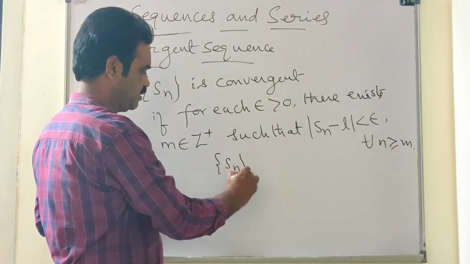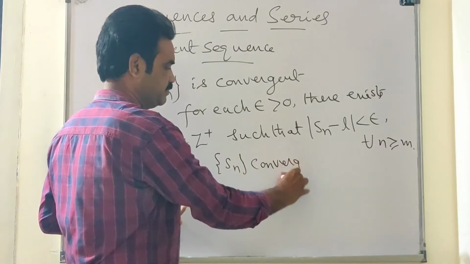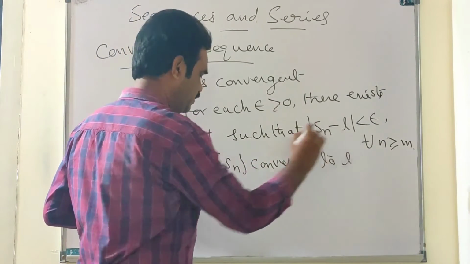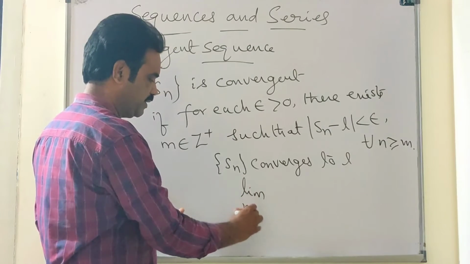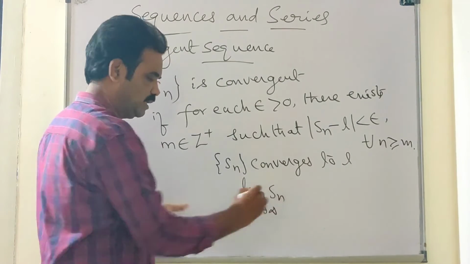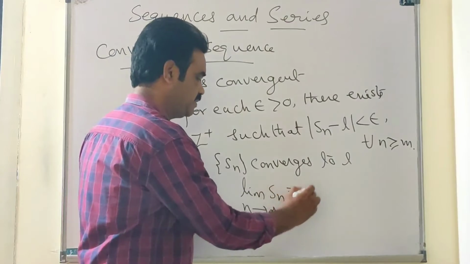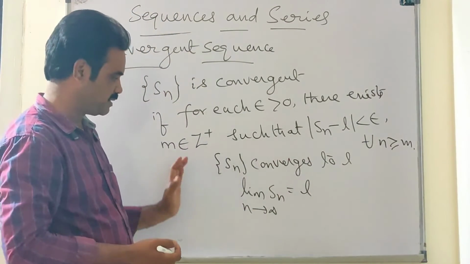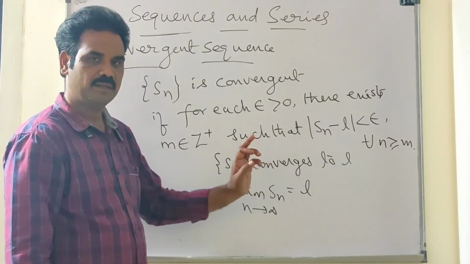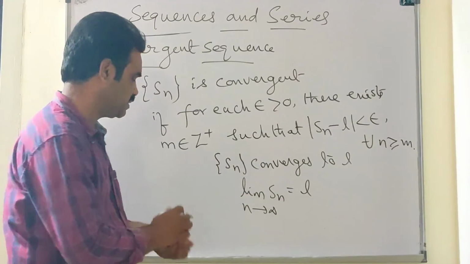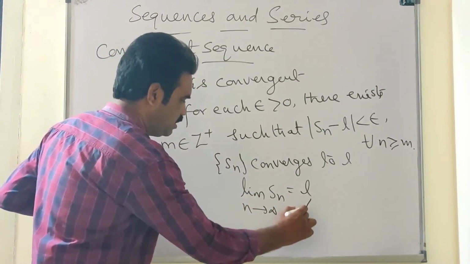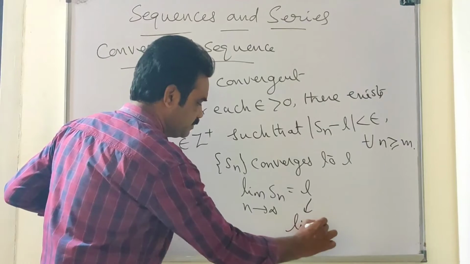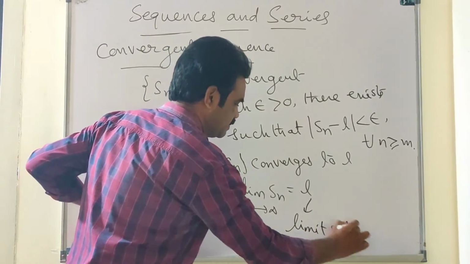The sequence Sn converges to L. And we write limit n tends to infinity Sn is equal to L. That means that the sequence Sn converges to L. And here L is called the limit of the sequence.